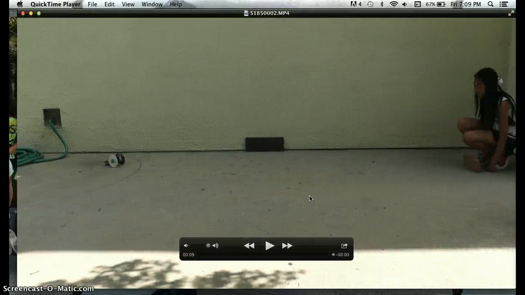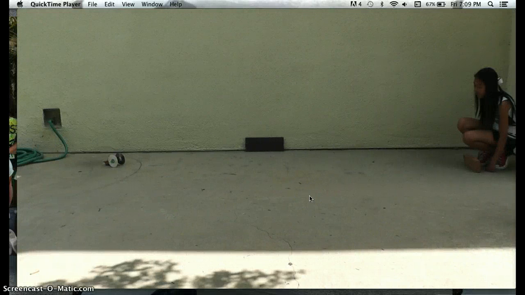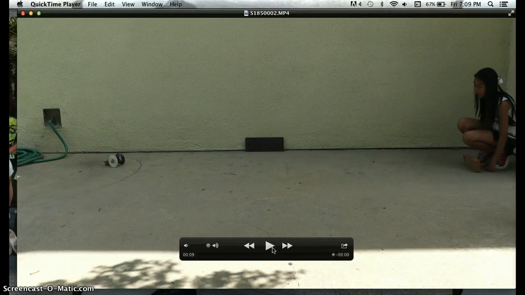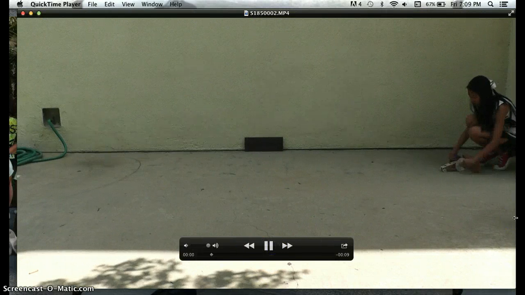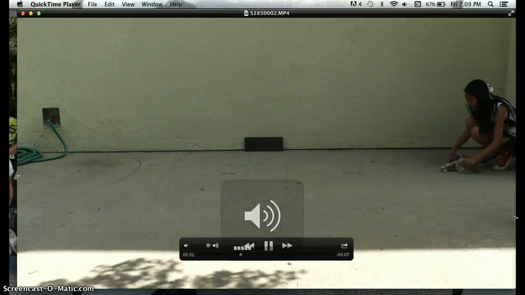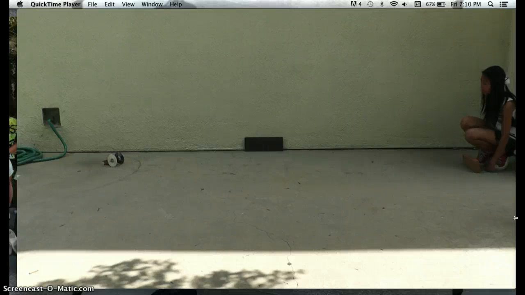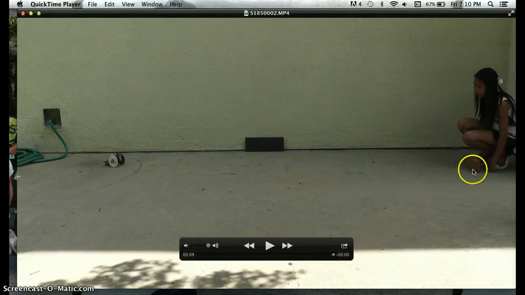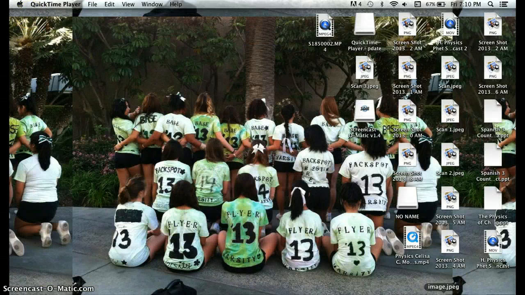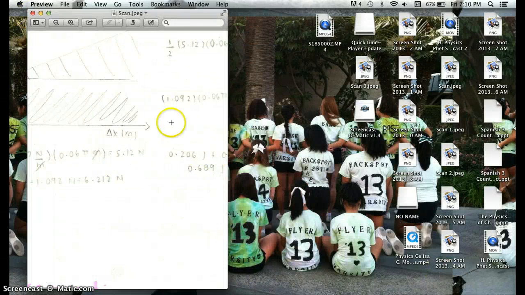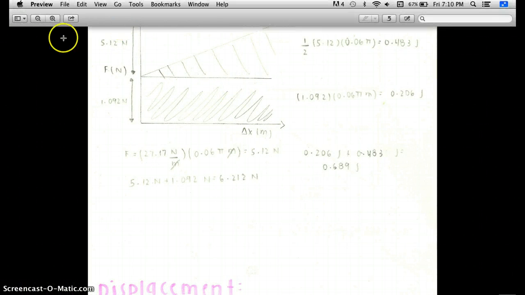Okay, so this is the screencast for my Mousetrap car project, and here is the video of my car. So, straight roll. As you can see, the car moved from right to left, which means that my car was moving in the negative direction. So, to find the energy stored in the spring, we did this.